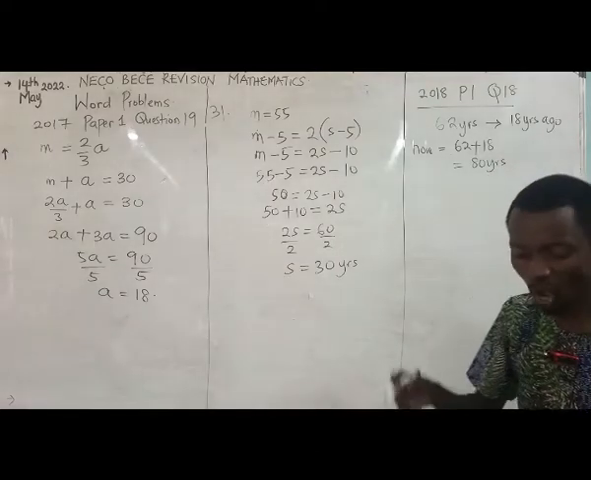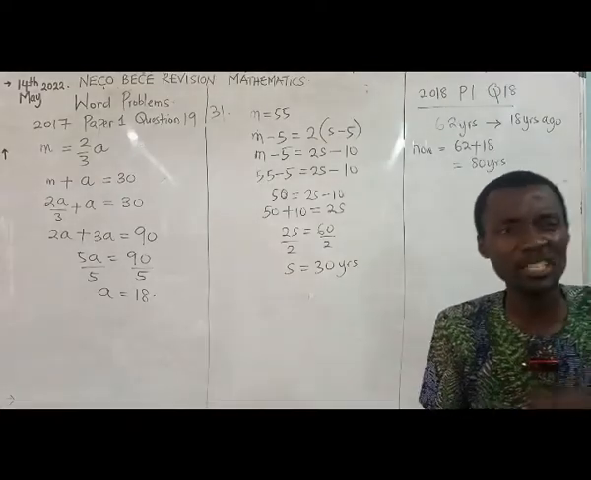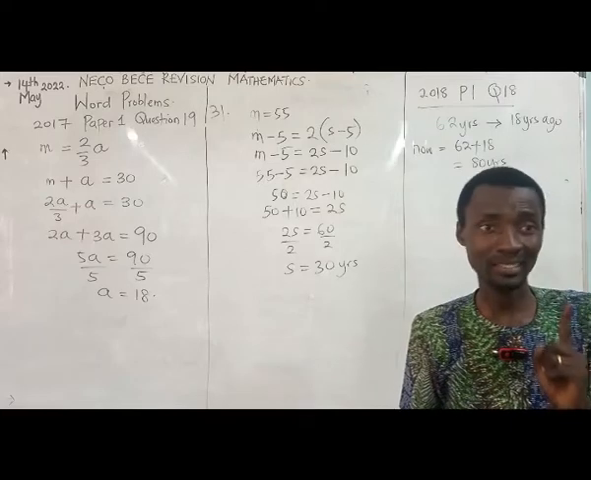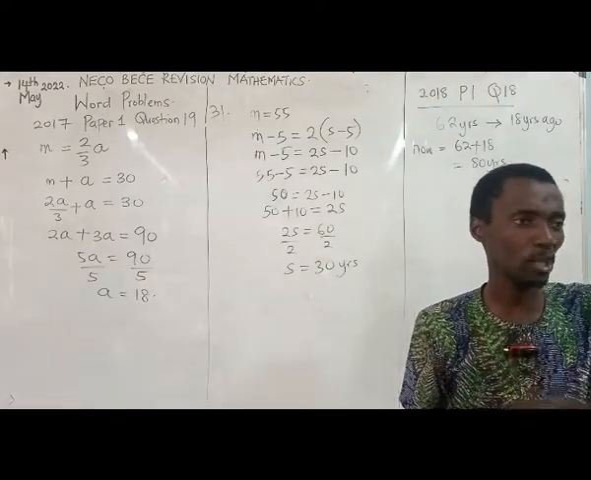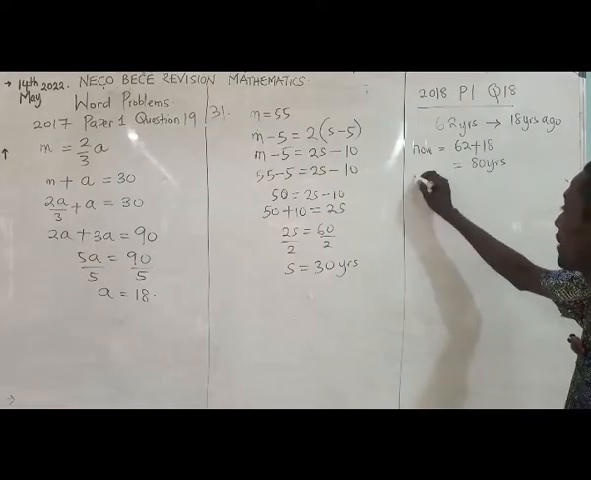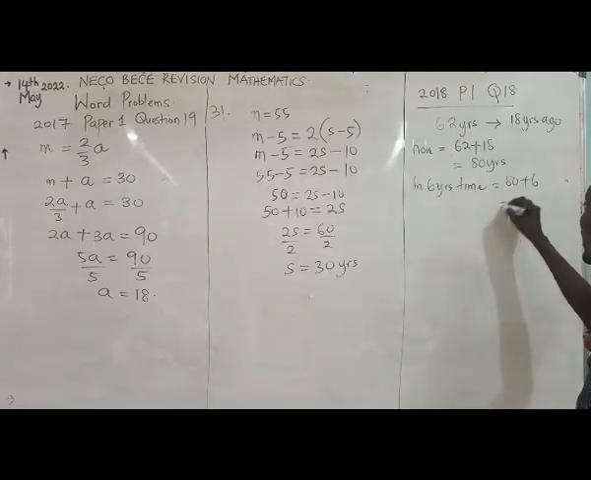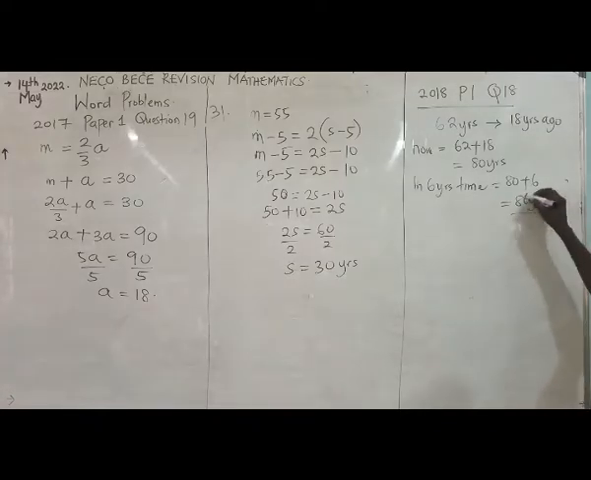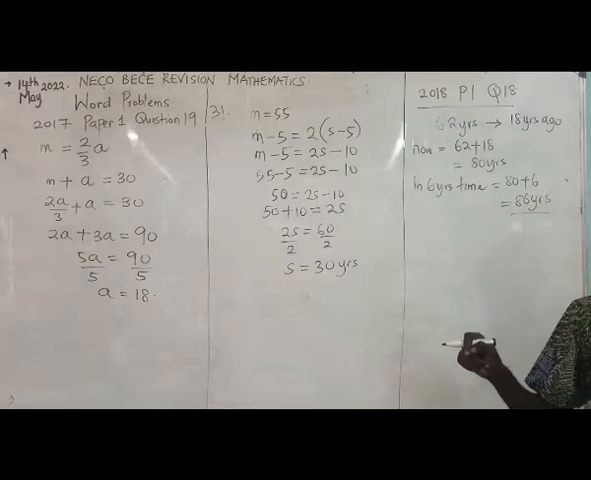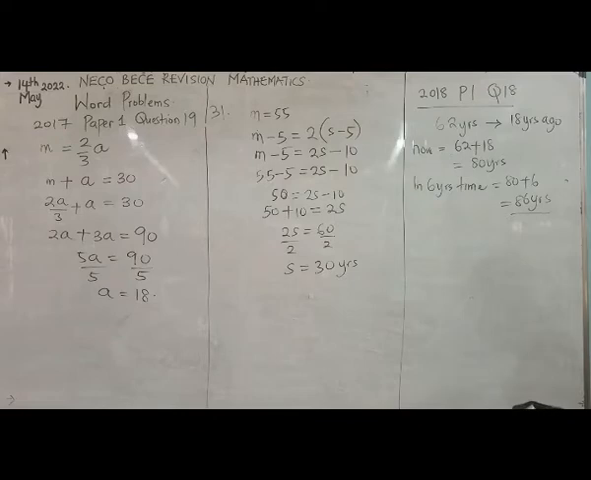Now the question says, what will be his age in 6 years' time? 6 years' time is measured with respect to the present. Take note of that. If you don't get the present, you can't do anything. So in 6 years' time, it will be 80 plus 6, and that will be 86 years. And that clears that problem. Let's see how we can go about solving more.